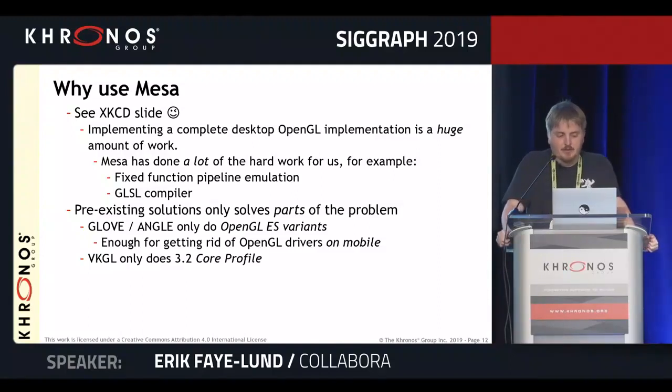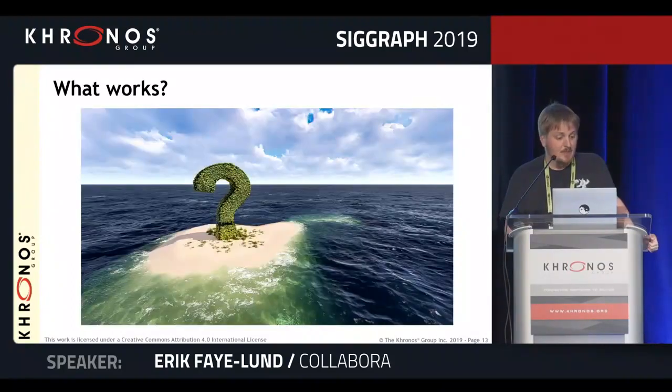Both Glove and Angle only do OpenGL ES. That's enough for getting rid of OpenGL drivers on mobile, but not on desktop. VKGL, which is a similar effort, only does the OpenGL 3.2 core profile. So again, it doesn't replace a lot of legacy programs.